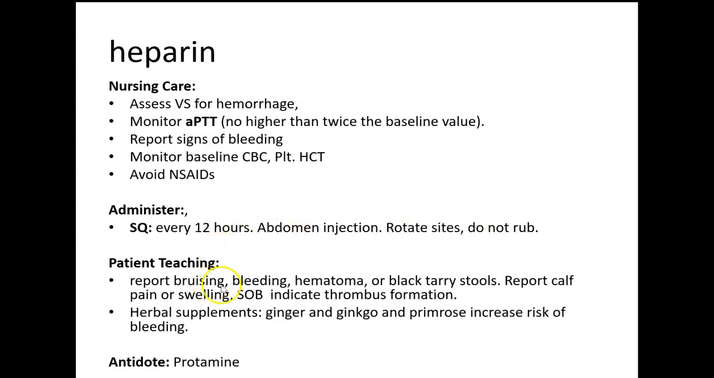So you want them to report bruising, bleeding, a hematoma, which would be like a big bruise. A lot of times you can't see hematomas. They're like under the skin and they're like a bump. Black tarry stools, calf pain or swelling. We're worried about DVT. Now they shouldn't have that, but again, you want to keep an eye out for that. And then herbal supplements, again, should not be taken. Ginger, ginkgo, primrose.